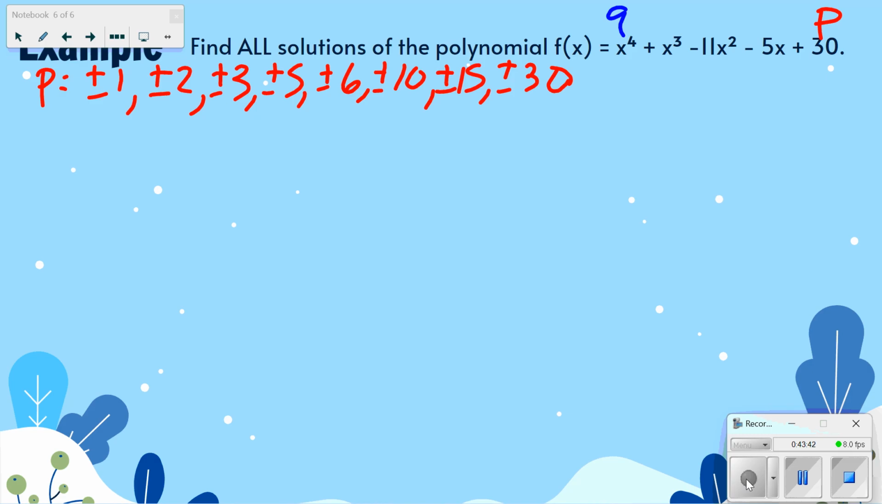What about for Q? If Q is 1, that just means my only factor is 1. So my list for P over Q is going to be all this divided by 1, which is just itself back again. Now, what are we doing from here? We're plugging in values to see which will be solutions, which equals 0. Has anyone found one yet that works? 2. So we found 2 works. So if you did not find 2 yet, plug in 2 and confirm to check.